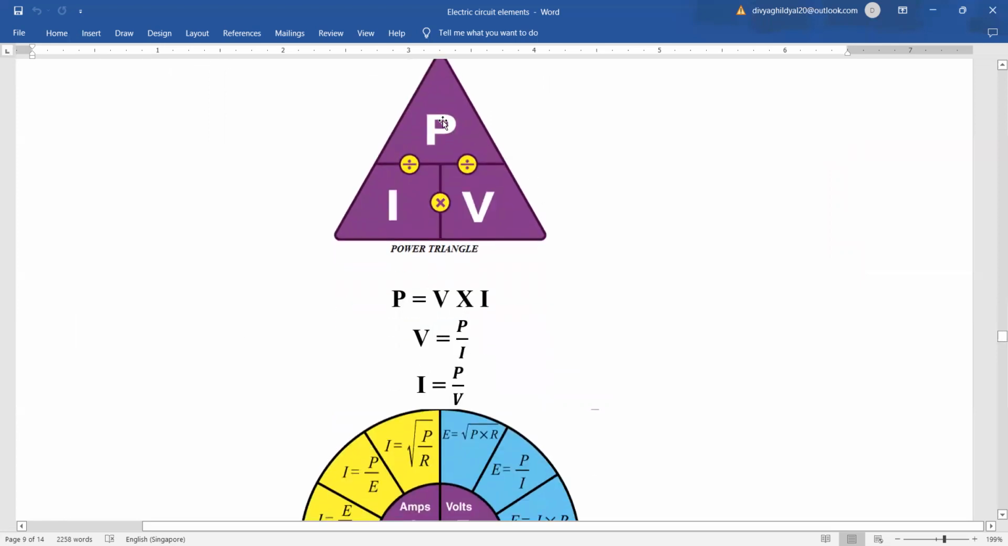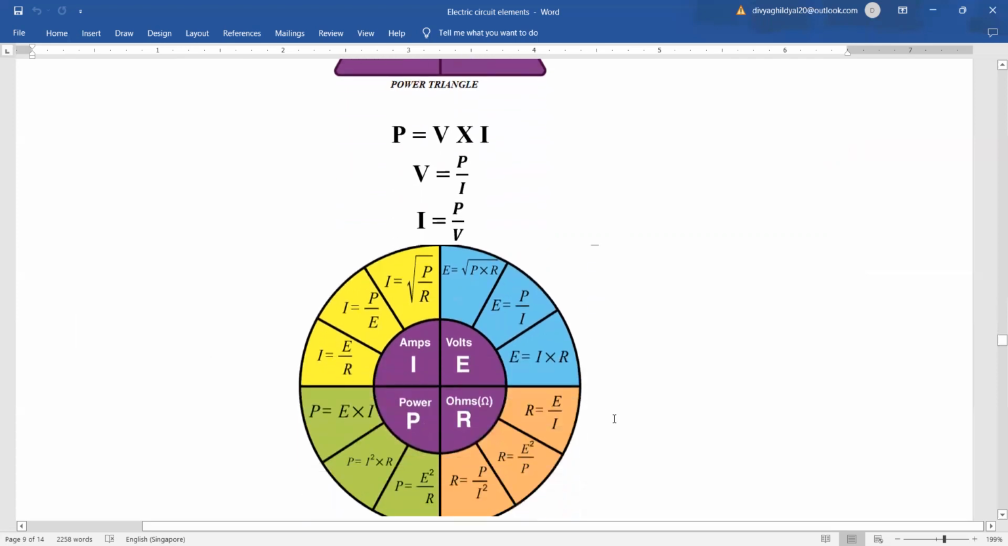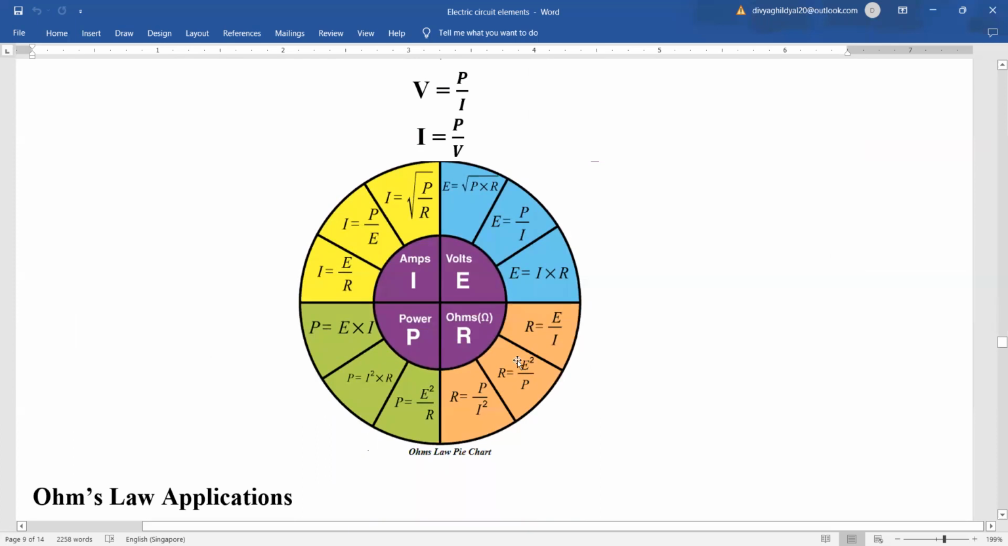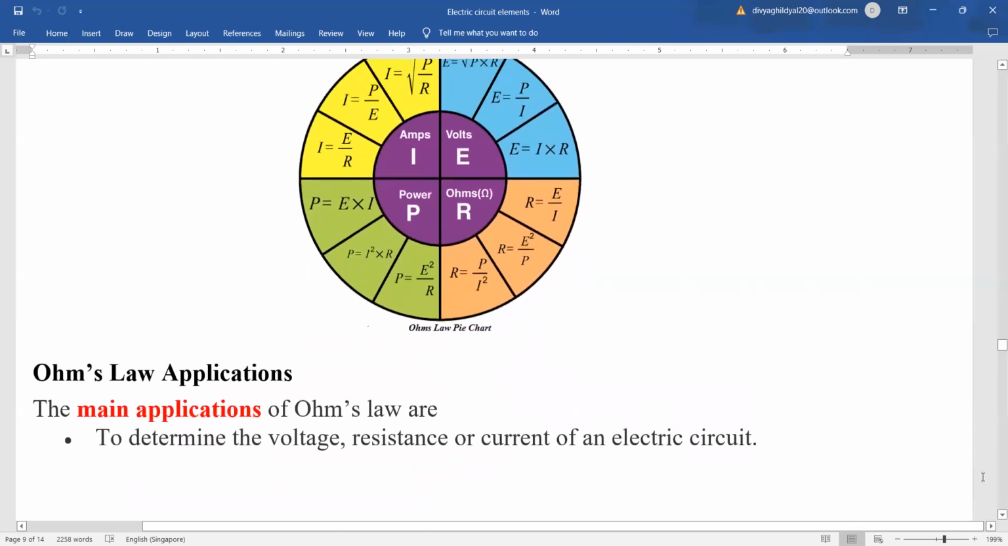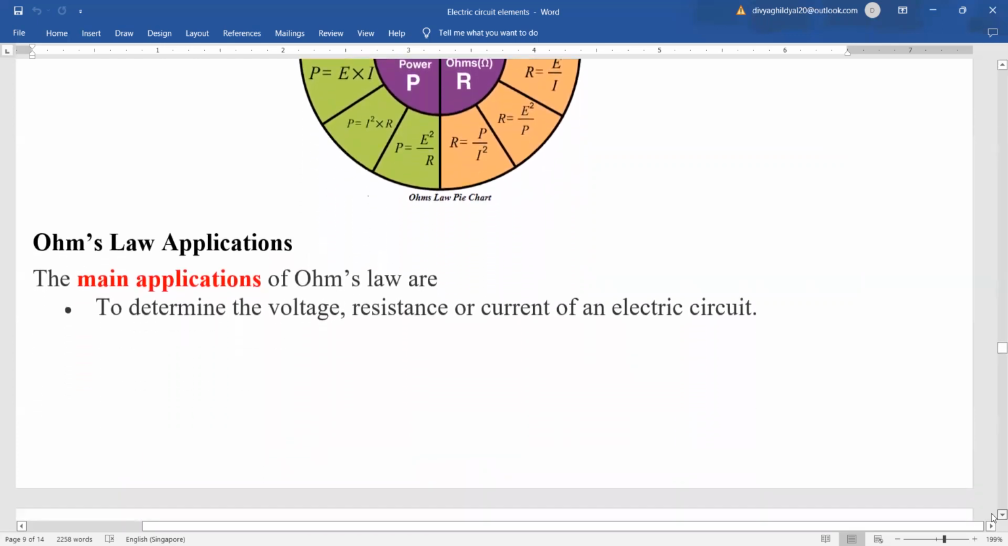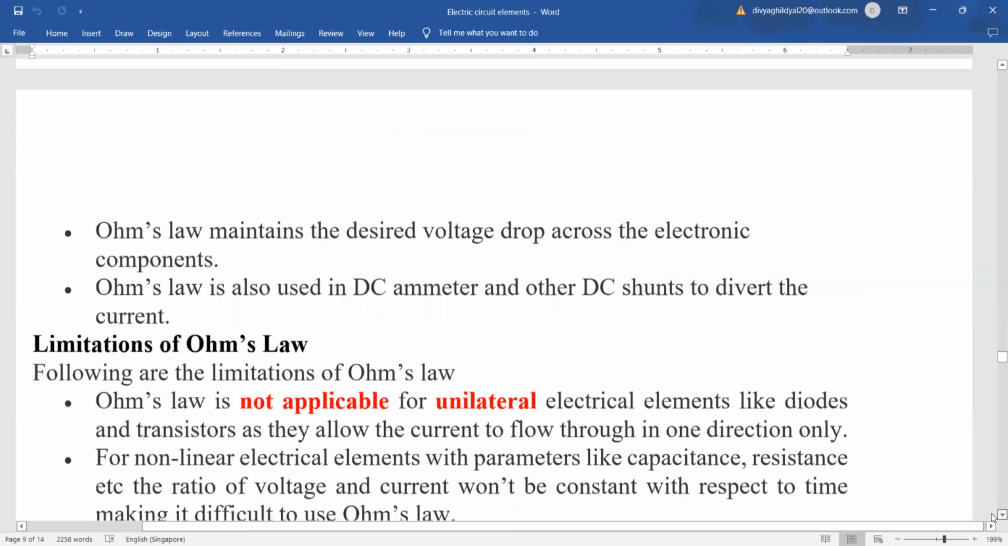So here power is voltage into current. Voltage is power upon current, hence this division sign here, and current is power upon voltage, in cyclic order. And the Ohm's law pie chart, through which you can learn all these formulas and just memorize them, because they can be helpful for your higher exams in order to solve the numericals. Okay, the biggest use of Ohm's law is to help us in determining voltage, resistance, etc., which we need for an electric circuit.